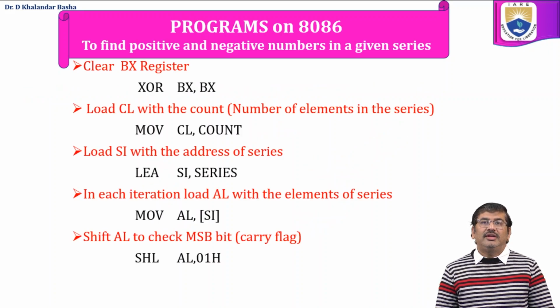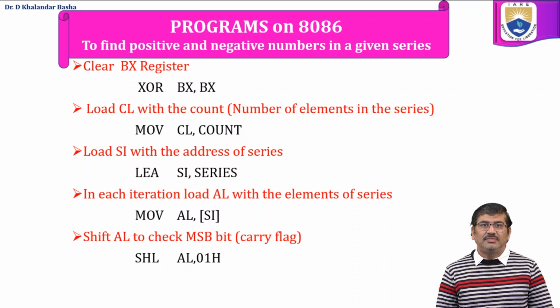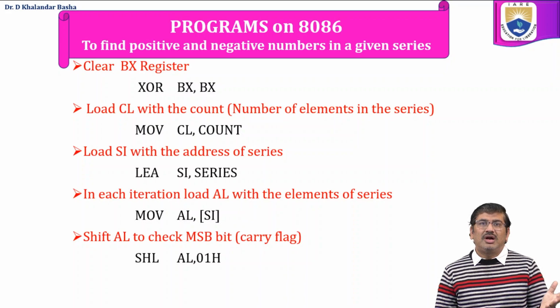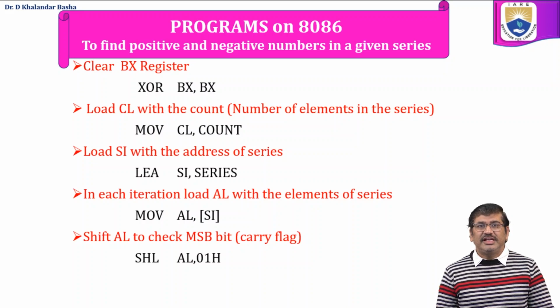First, we will clear the BX register by using the XOR instruction. All these programs which we have discussed for finding even or odd numbers are the same. Only one instruction will change. For checking whether it is an even number or an odd number, we checked the LSB, whereas for sign, we are going to check the MSB. Only one instruction will be changed. The rest of the program is the same as the previous program.